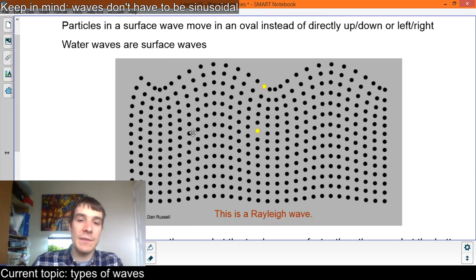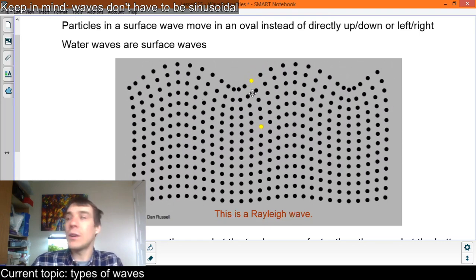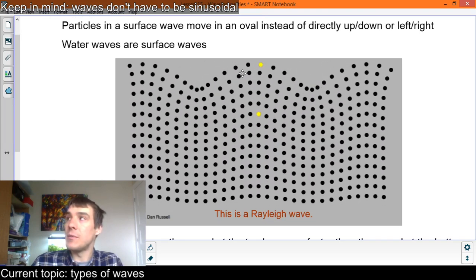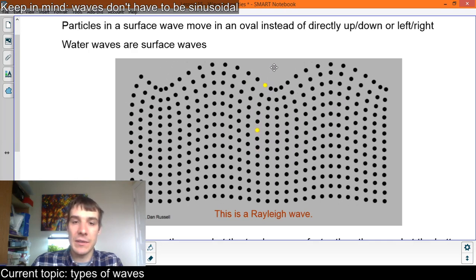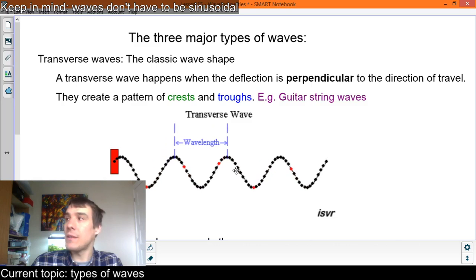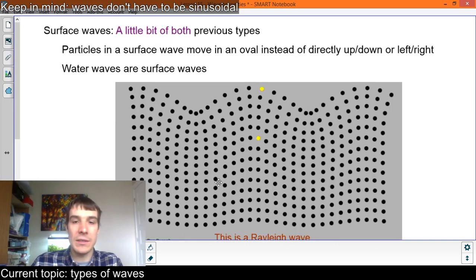There are two types of surface waves. This one in particular is called a Rayleigh wave. Water waves are such an example. The particles move in circles, but the wave moves in a line. So a lot of people say that water waves are transverse waves, but have you ever seen water do this? No, water does this.